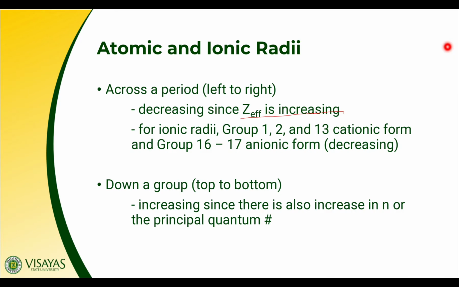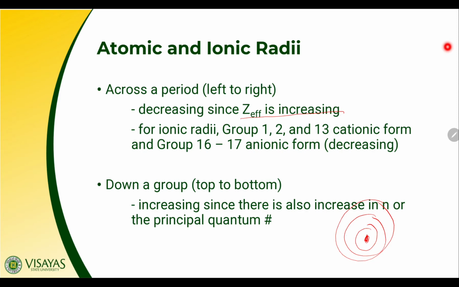For the trend of the atomic and ionic radii from top to bottom, as we go down a group, there is an increase in the principal quantum number. So we have additional energy levels. For example, this is our nucleus. We have the first, second, third energy level, and so on and so forth.